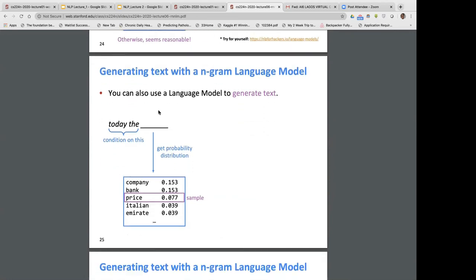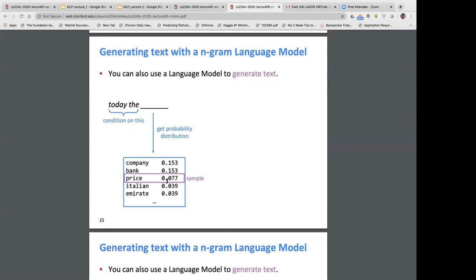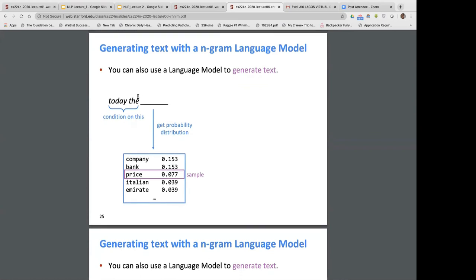To generate text, conditioned on "today the" as the start word, you sample. Once you get the probability distribution over the different n-grams, you sample, and you can decide to pick the highest, using np.argmax. So she picked "price". You sampled and "price" was chosen. So we assume that the model predicts "price": "today the price".